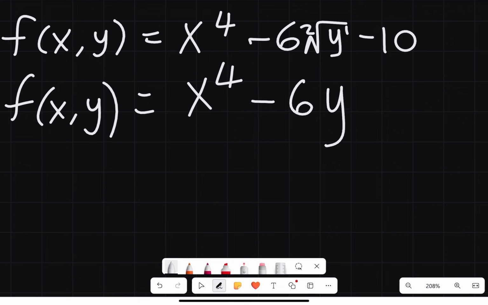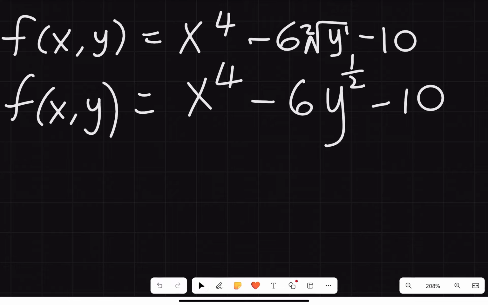So guys, a root basically is an exponent as well. The inside exponent is the numerator and the outside exponent is the denominator. You get it? So a cube root means divide by 3, square root divide by 2, and so on. Then you have minus 10. Now we can find the partial derivatives.